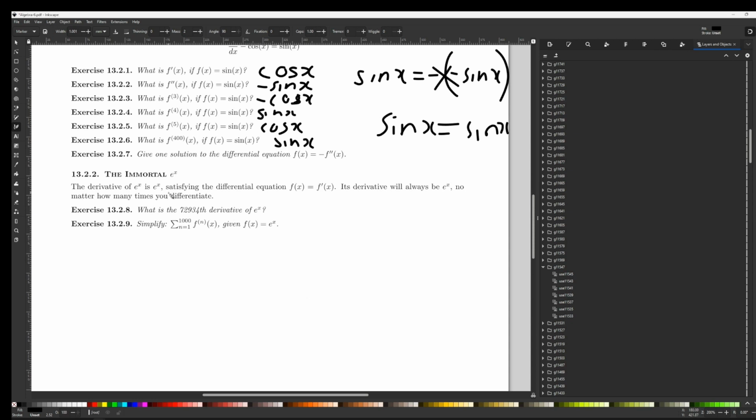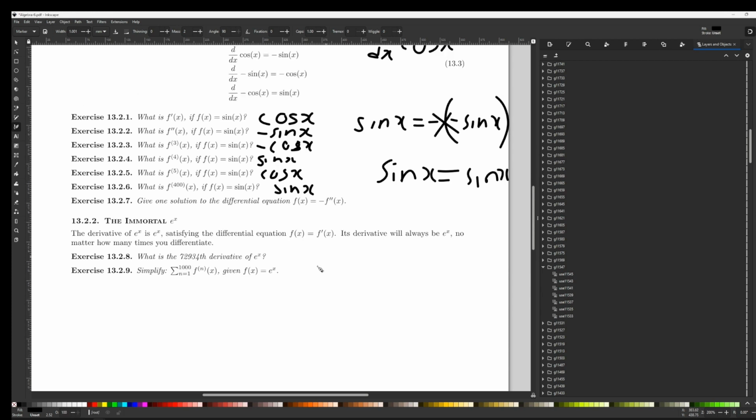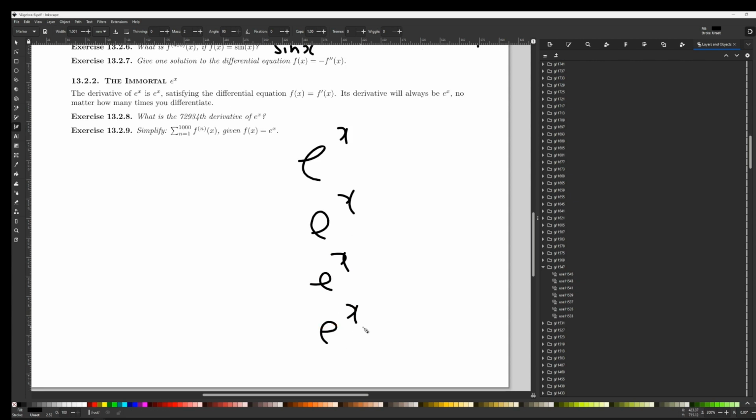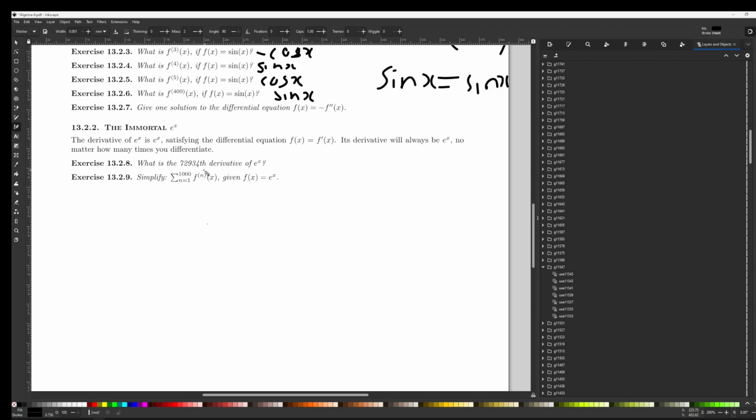Now moving on to e. The derivative of e to the x is e to the x, satisfying the differential equation f of x equals f prime of x. Its derivative will always be e to the x no matter how many times you differentiate. Similar to the sine table, if we were to make a table like this, it would just be e to the x, e to the x, e to the x, e to the x, over and over. Now for the first problem: what is the 72,934th derivative of e to the x? No matter how many times you differentiate, this derivative is just going to be e to the x.